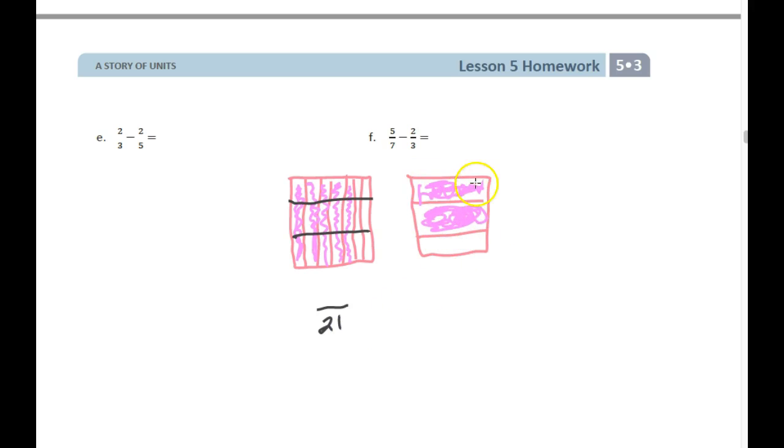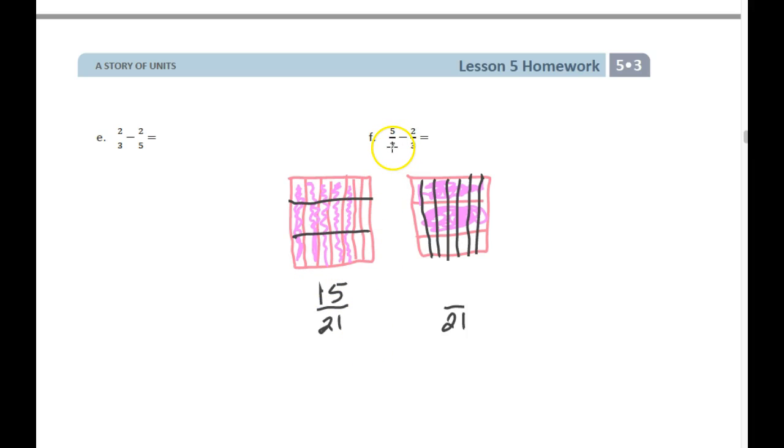This one we have to break it into sevenths. So I'm going to go 6, 5, 4, 3, 2, 1. And same thing, 3 times 7 is 21. So there's 21 pieces in there. And now we figure out how many of them we have colored. 3, 6, 9, 12, 15. So 15 out of 21 over here is colored.